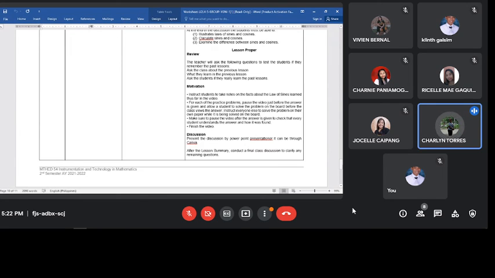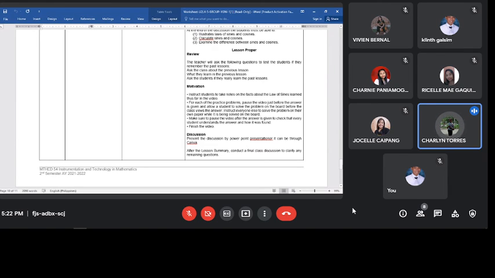So for the motivation, instruct students to take notes on the facts about the law of sines learned thus far in the video. For each of the practice problems, the teacher will pause the video just before the answer is given and allow students to solve the problem on the board before the class views the answer. Instruct everyone else to solve the problem on their own paper while it is being solved on the board.